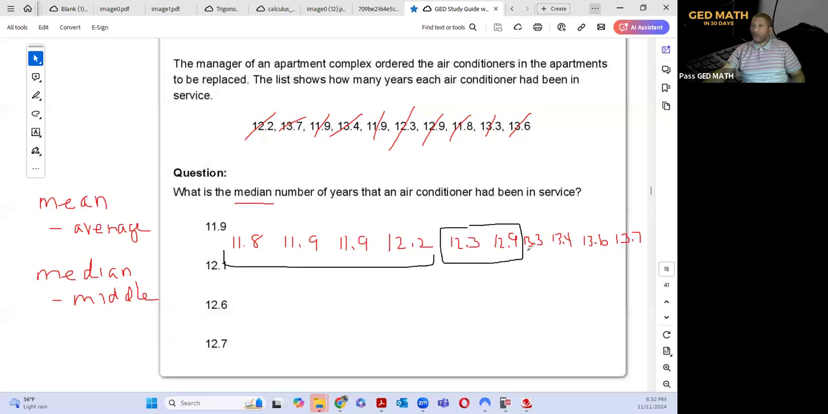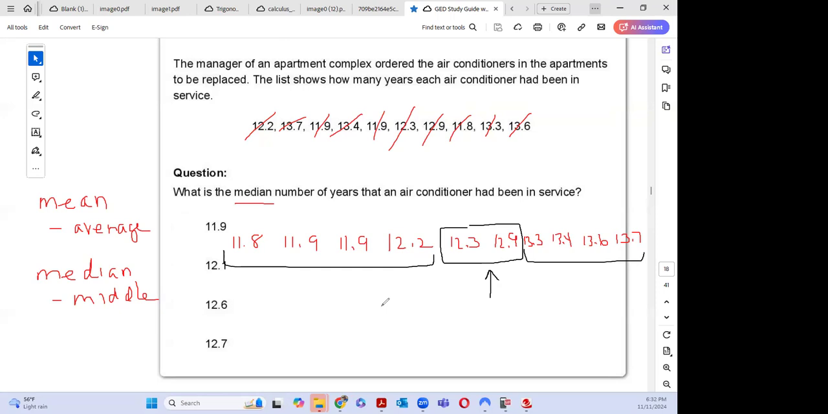1, 2, 3, 4. 1, 2, 3, 4. So there's 4 numbers on the left, 4 numbers on the right. These are my 2 middle numbers. But hold on. How do I find the middle if I got 2 numbers? What do I need to do to those 2 numbers? You add them together and then divide by 2.